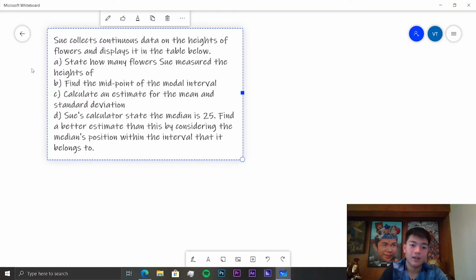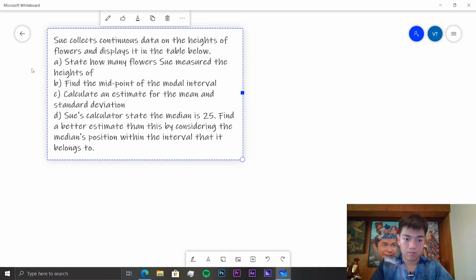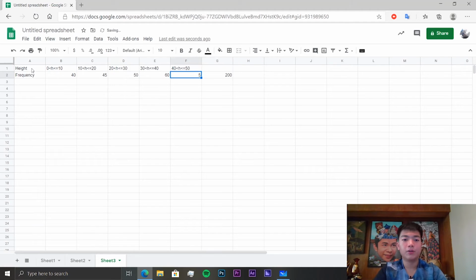State how many flowers Sue measured the heights of. It's simply add up all the frequencies. So 40 plus 45 plus 50 plus 60 plus 5, so it's 200 flowers. Find the midpoint of the modal interval. The modal interval is this, and so the midpoint would simply be 35.